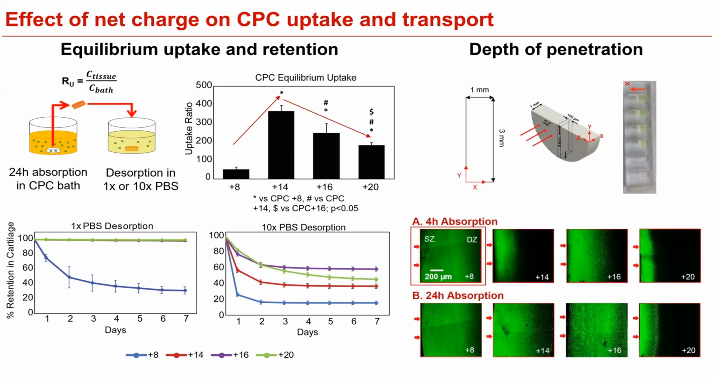CPC +8 rapidly penetrated through the full thickness of cartilage due to weak reversible charge interactions, while CPCs +14 and +16 took 24 hours to penetrate the same depth. However, CPC +20 was stuck at the superficial zone due to strong binding that hindered its diffusion in cartilage. This data reinforces that weak reversible binding is necessary for carriers to penetrate through the full tissue thickness.